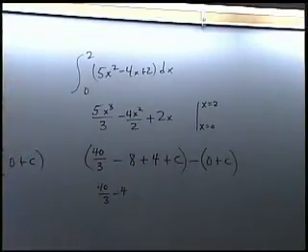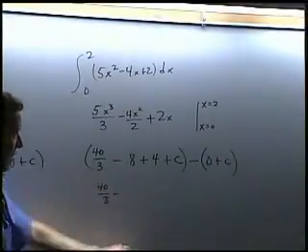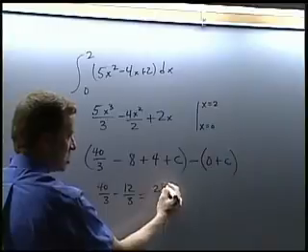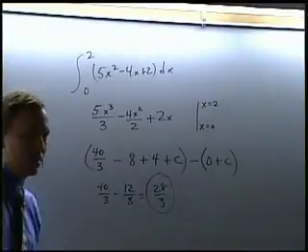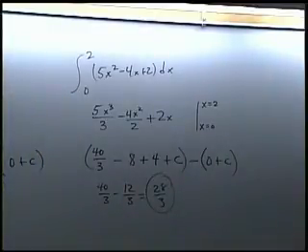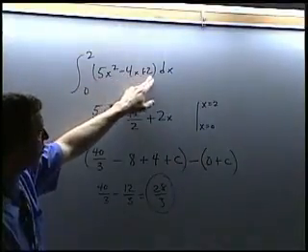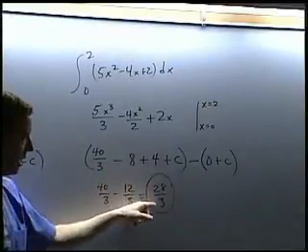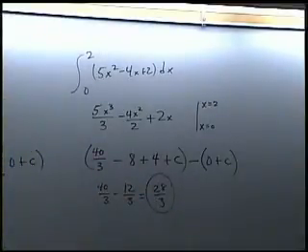If I put those two together, 4 is the same thing as 12 over 3. And so this looks like the answer of 28 divided by 3. Okay? So if I was to go through and graph this function, 5x squared minus 4x plus 2, and I was to shade the region under the graph from 0 to 2, that area would be equal to 28 divided by 3. So just a little bit more than 9 units of area underneath that curve. Okay?